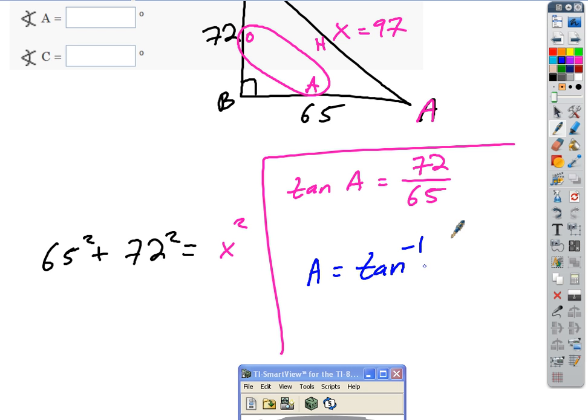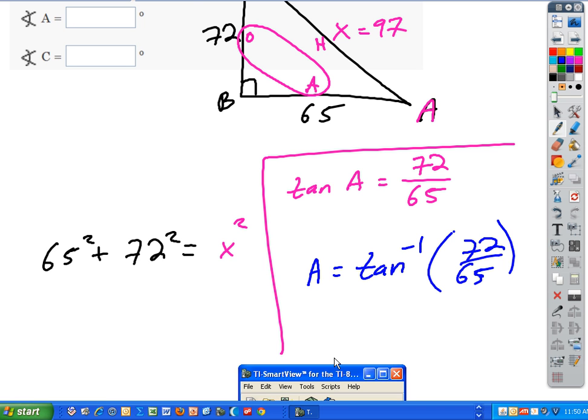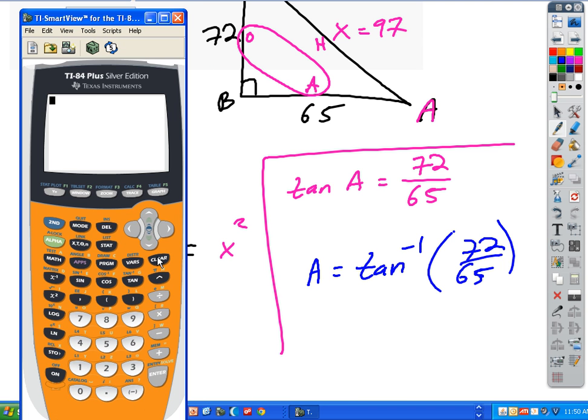That's like an algebra step. Inverse tangenting got the A by itself, but we got to treat both sides equally. So on the other side, we've got the inverse tangent of that fraction. That's a calculator thing once again. How did we get to the inverse tangent on our calculator? Second, tangent. Yeah. So inverse tangent of 72 divided by 65 is 47.92. Right? So we can fill that in. Let's go to our table. That was angle A.